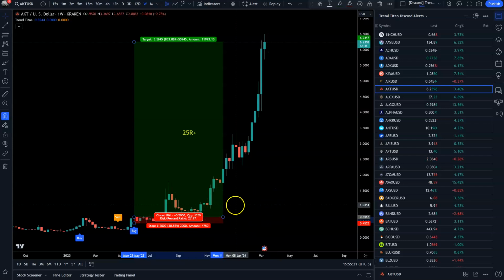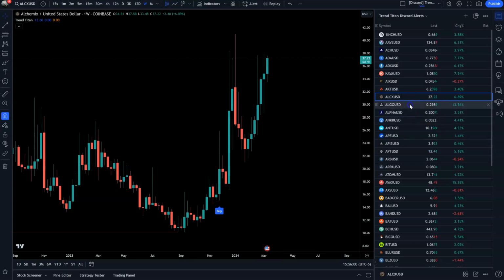28R means that for every $1 risked, this trader would be up nearly $28. So if I risked $1,000 on this trade, I would currently be up roughly $28,000. So you can see how just a few of these can make a really big impact on a person's life. Even only risking $100, this trade would be up roughly $2,800 right now.